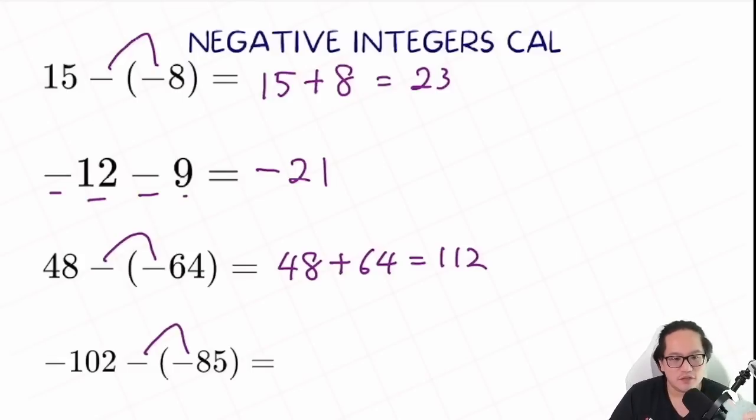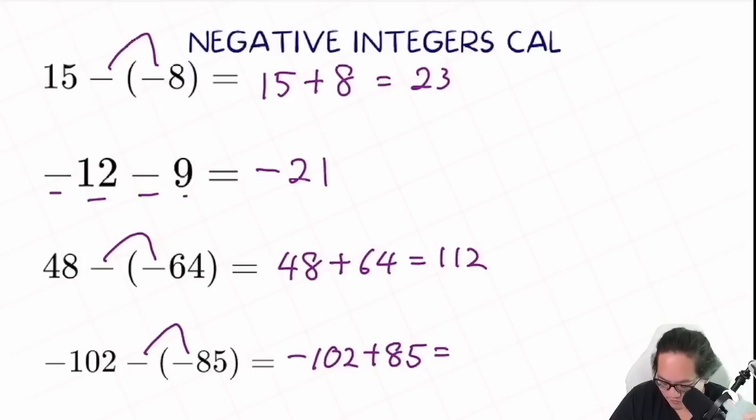And the next one, negative 102 minus negative 85. Again, right? We got two minus signs parked next to each other. So the equation will become minus 102 plus 85. Okay? So minus 102 plus 85, since the negative number is bigger than 85, we know that the answer is still negative, right? And then 102 minus 85, what is that equal to? Equal to 17. So the answer will be negative 17.